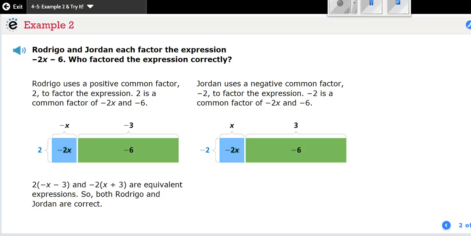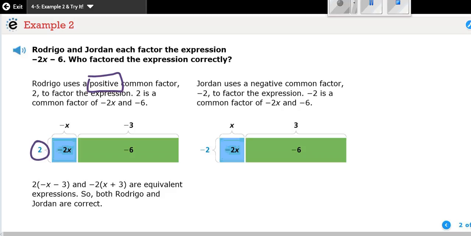They're both correct because they're using different kinds of factors. First of all, we see Rodrigo used a positive common factor, and in this case he used 2 as his positive common factor, which for this problem worked out really well for him and allowed him to come up with this expression, and it was correct. We just showed that on the previous slide.